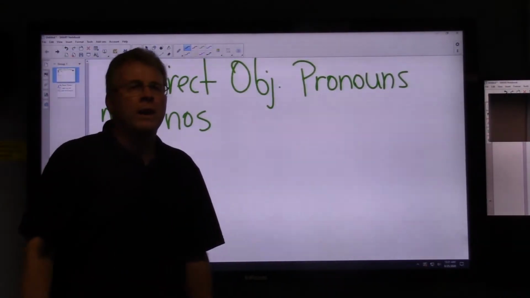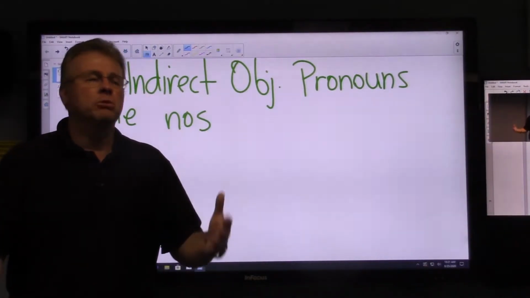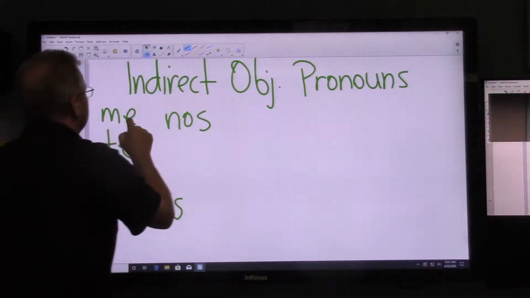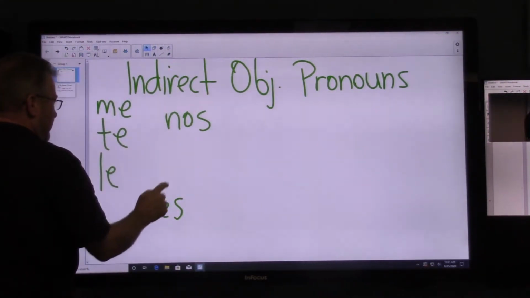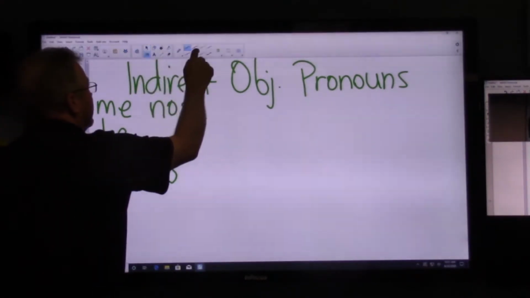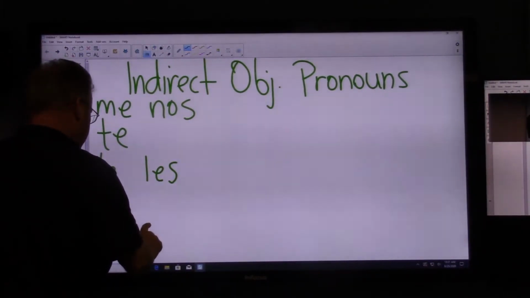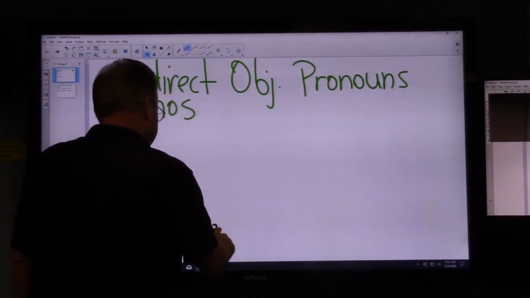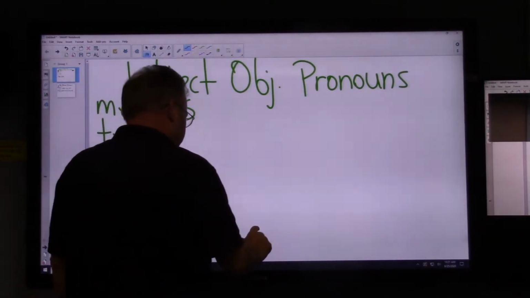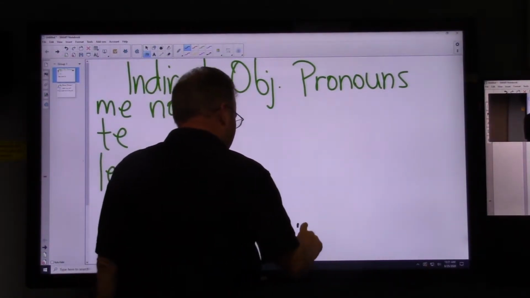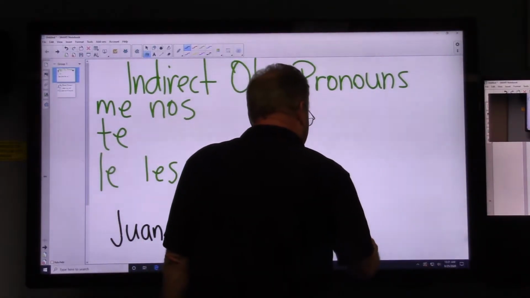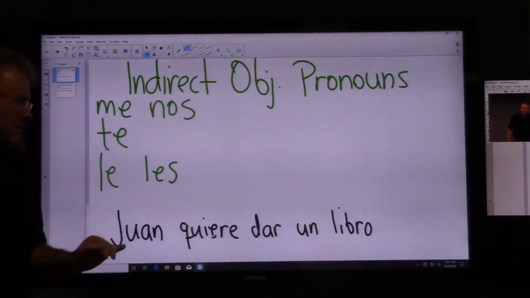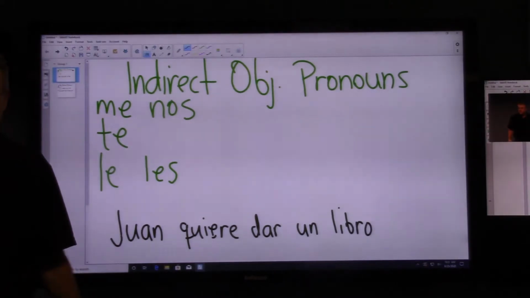What was Juan doing? Juan, he was giving a book. All right, so let's say Juan quiere dar un libro. Now it's not so much he gives a book, but he wants to give a book. Juan quiere dar un libro. He wants to give a book.